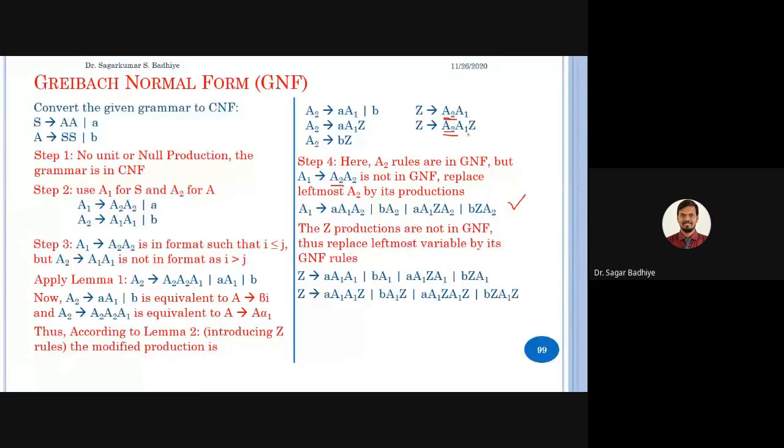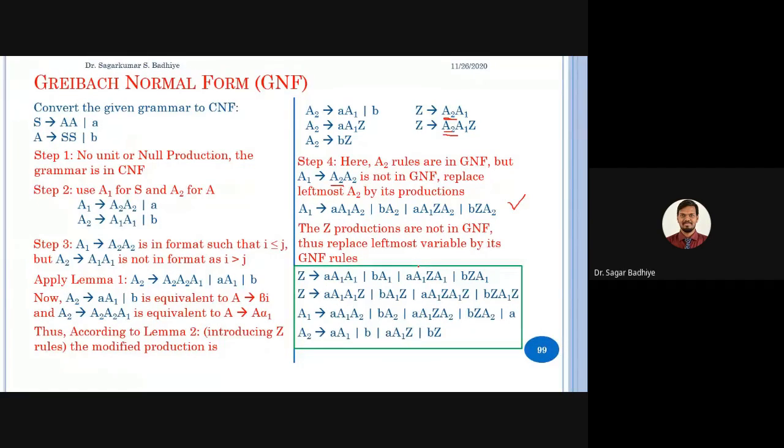So this A1 Z will be as it is, and the first A2 will be replaced by all these rules one by one. Okay, and then this A1 is already in GNF and A2 is already in GNF. So we add these two, this we have seen. So now all these rules are in GNF. Is that clear? So we have converted the given grammar to GNF.